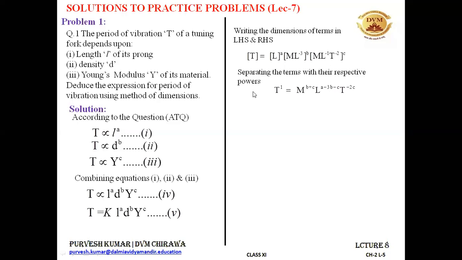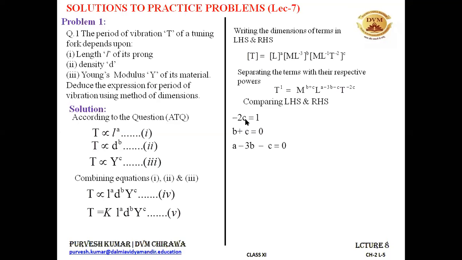Now, you have to compare the power on the left hand side and the right hand side. So comparing the power, we can write b plus c is equal to 0 because no M term is involved towards the left hand side. And a minus 3b minus c is also equal to 0 because no L term is involved towards the left hand side. But this minus 2c is equal to 1 because T is having power 1 on the left hand side and towards the right hand side, it is having power minus 2c. Both must be equal. So comparing LHS and RHS, we can write it like this: minus 2c is equal to 1, b plus c is equal to 0, and a minus 3b minus c is equal to 0.